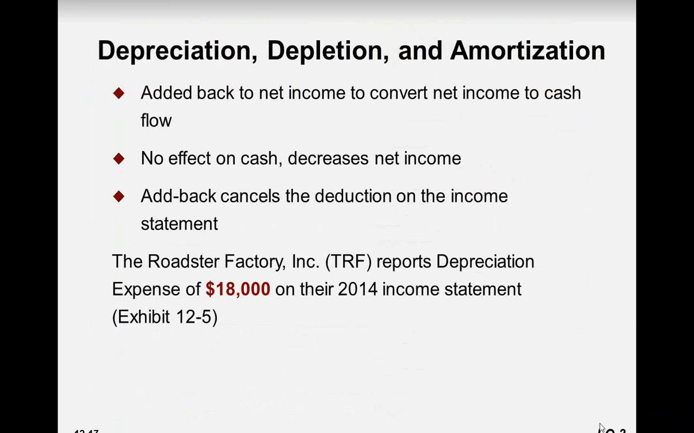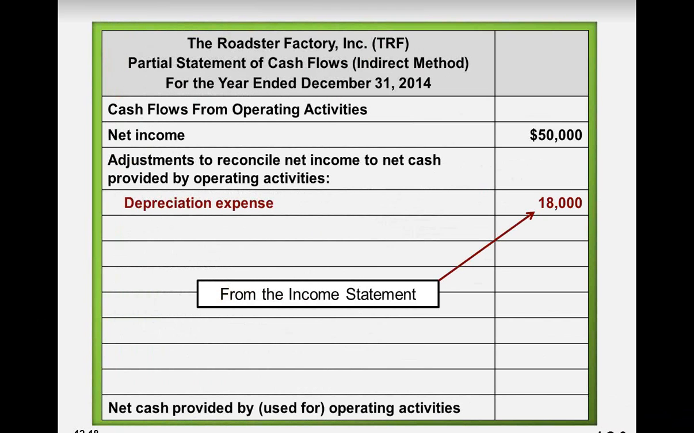In order to do that, we see that we had depreciation expense of $18,000. So we need to add back that depreciation expense because an expense was originally subtracted from your income. So now we need to add it back, and that zeroes out the effect of that $18,000.